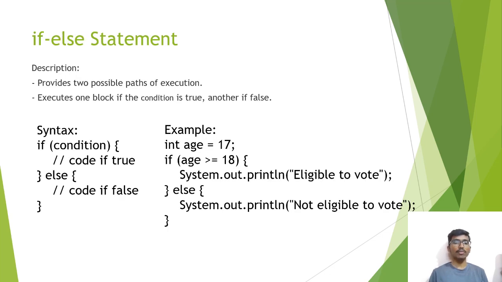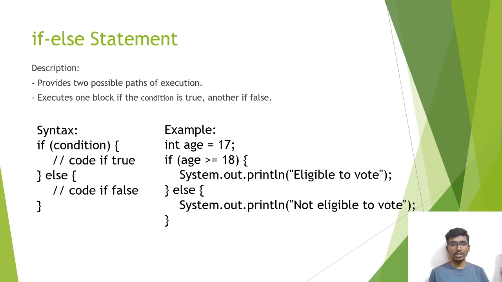And we have the if else statement, and the meaning of this is it provides two possible paths of execution. Executes one block if the condition is true, another if false. Let's discuss the syntax. If condition, code if true, else the code if false. Let's discuss the example.